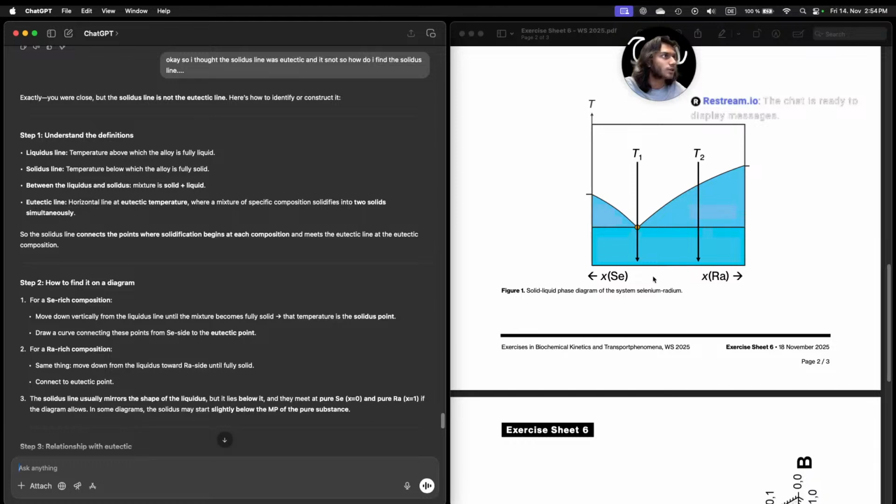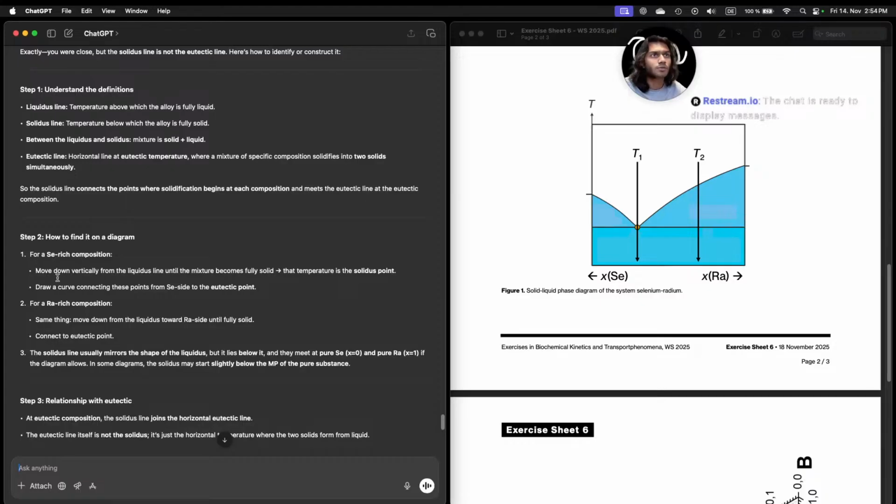Okay, so how do I find the solidus line? The solidus line connects the points where solidification begins at each composition and meets the eutectic line. For an Se-rich composition, move down vertically from the liquidus line until the mixture becomes fully solid. That temperature is the solidus point. Draw a curve connecting these points. From Ra-rich, same thing, move down. The solidus line usually mirrors the shape of the liquidus but lies below it. Okay, it mirrors the liquidus.